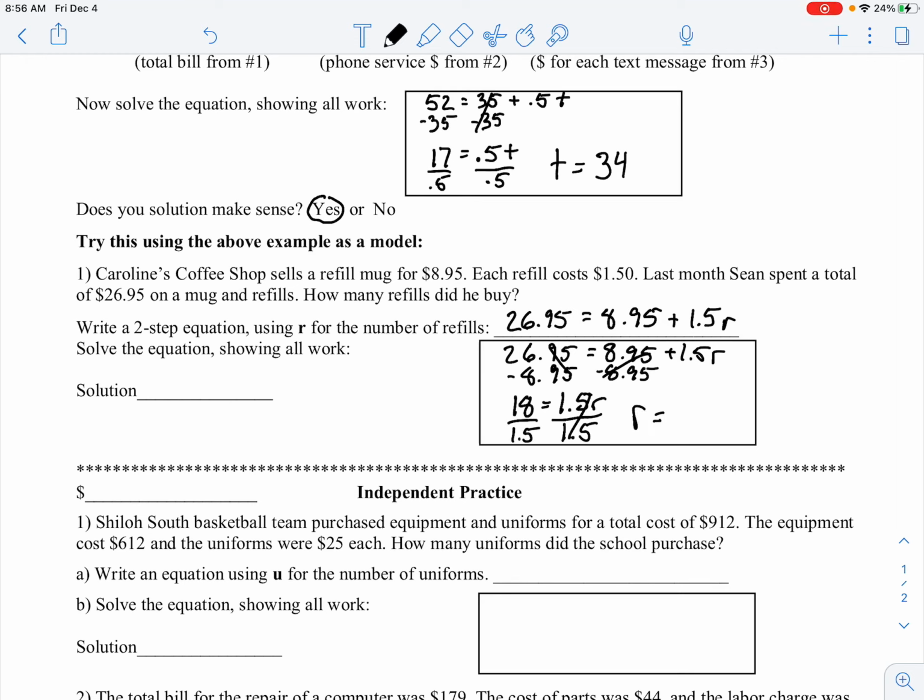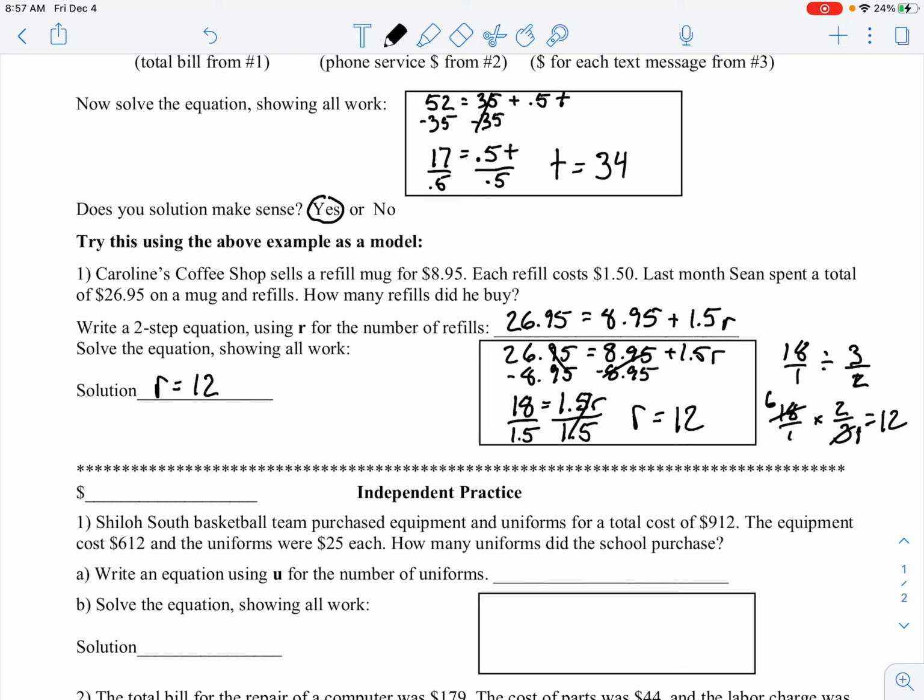So for the refills that he got, we're trying to divide 18 by 1 1/2. Whoops, sorry, that's a 2. Keep, change, and flip. Simplify along diagonals. 3 divided by 3 is 1. 18 divided by 3 is 6. 6 times 2 is, so it looks like he got 12 refills in order to spend $26.95 in total. So the solution is R equals 12 refills.